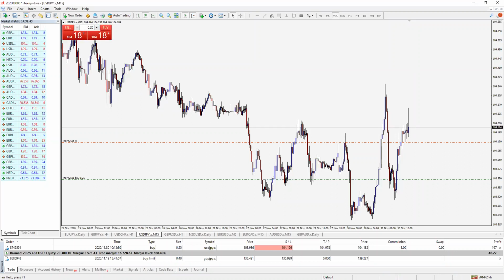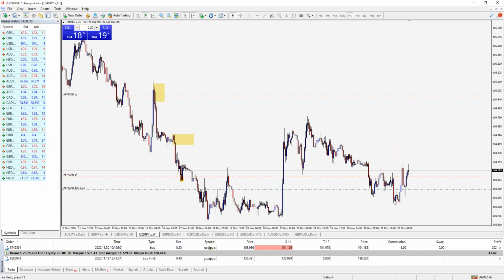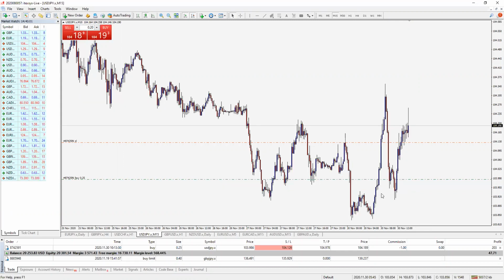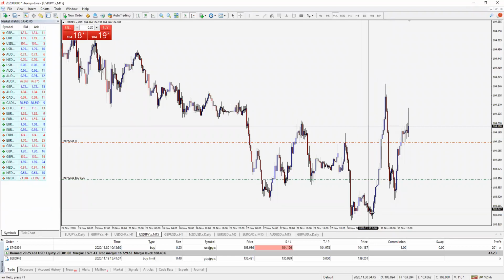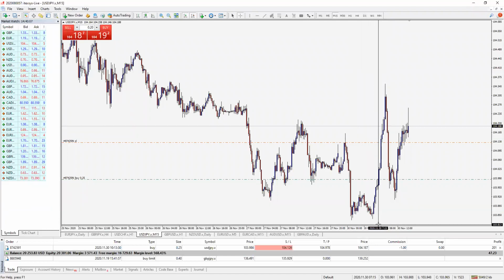Where was the original stop loss for this position? Yes, of course. The original stop loss was just below this level. Okay, I entered because of this new fresh demand here. All right, so the stop loss was just below what you see here, a few pips below.